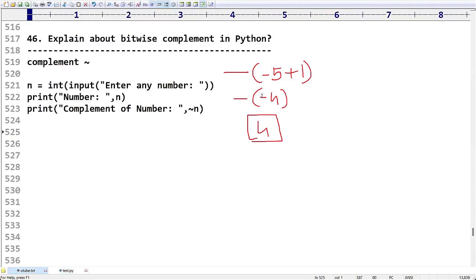This is nothing but what is meant by bitwise complement in Python, and how you can use this bitwise complement in Python. I hope you got a very clear idea.